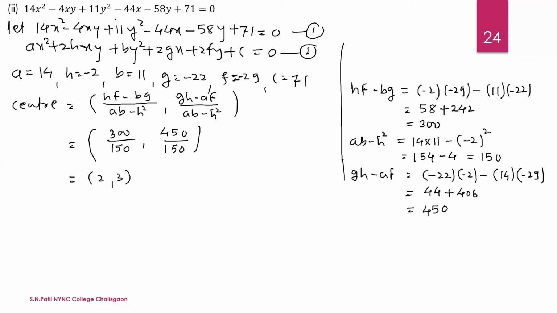Now we identify which conic exists here. For that, we already calculated ab minus h square, which is 150, but for identification we want h square minus ab. So multiplied by minus sign, minus 150, which is a negative value. The given conic is an ellipse. Okay. Thank you.